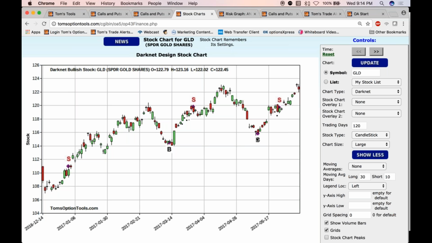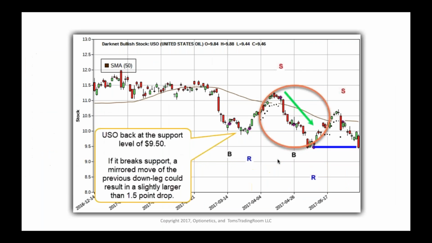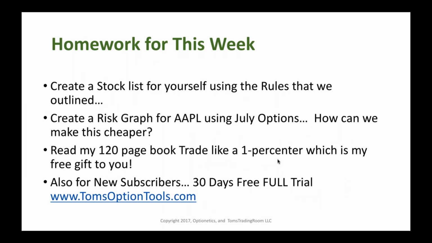But this is something I'm going to be teaching you with channels and how we trade channels using Darknet next week. All right? So, your homework for the week. I want you to, first of all, create a stock list for yourself using the rules that we outlined. Okay? I want you to create a risk graph and an option trade on Apple using the July options. And I want you to ask yourself, how can we make this cheaper? Can we make this cheaper than we already have and still be in a good quality option pick?